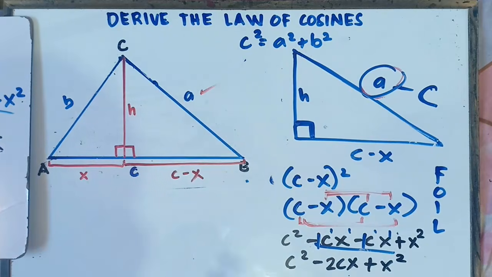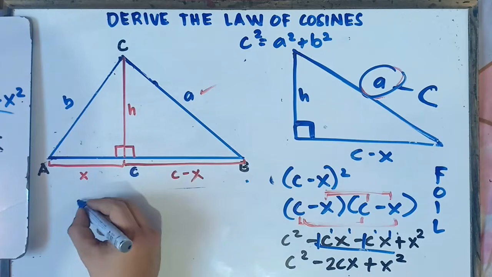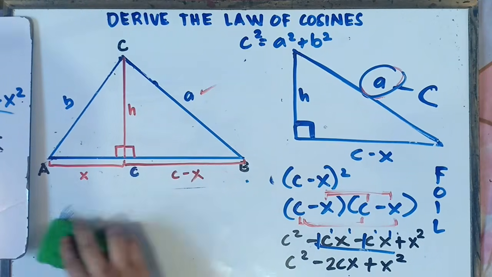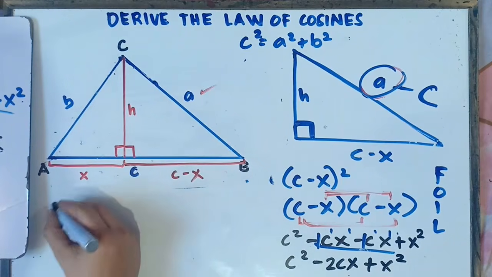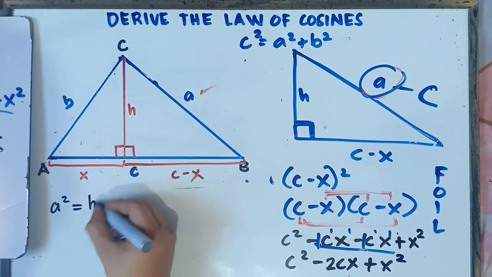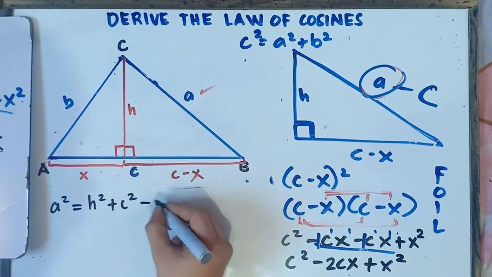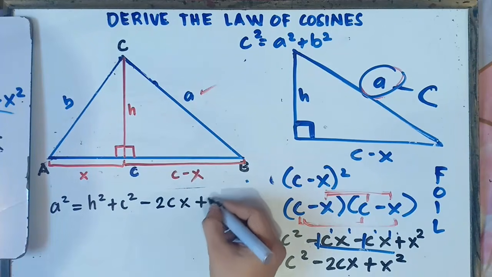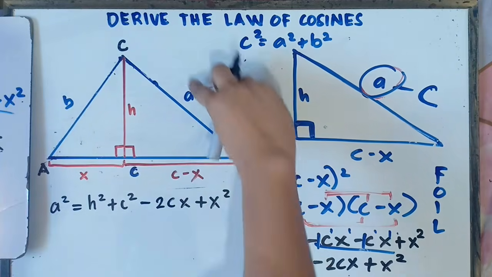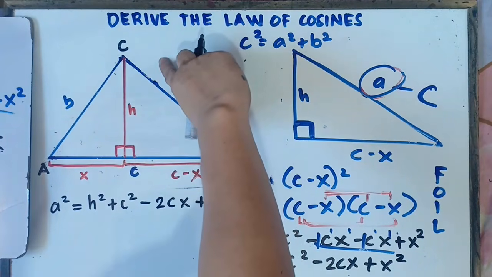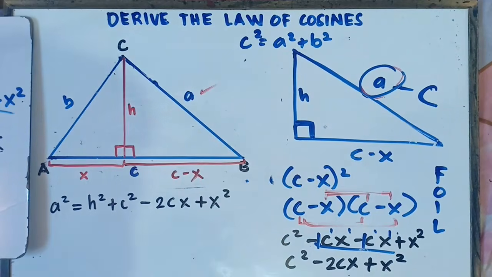So once again, our first equation. So we have a squared. Let me just write it in black. We have a squared is equal to h squared plus c squared minus 2cx plus x squared. Once again class, that would be our first equation. So this one right here.